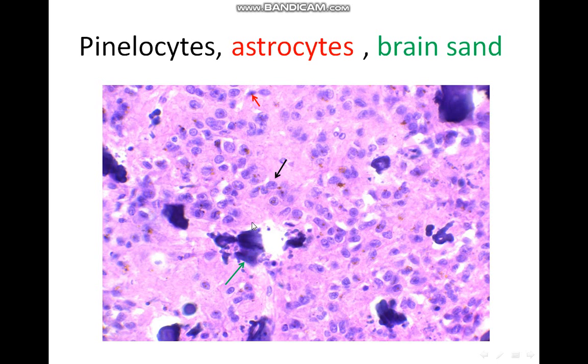At higher magnification, we can identify the pinealocyte that is responsible for secretion of melatonin, and we can identify the stellate-like structure of the astrocyte and the brain sand, also called corpora arenacea, which are aggregations of acellular materials. Thank you.